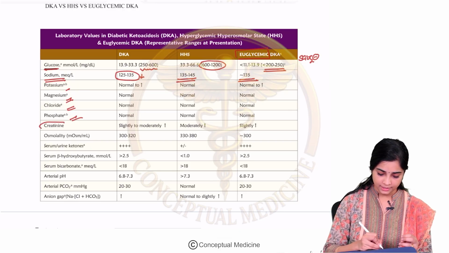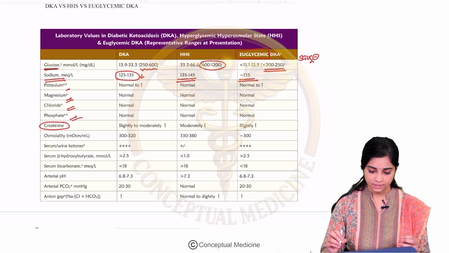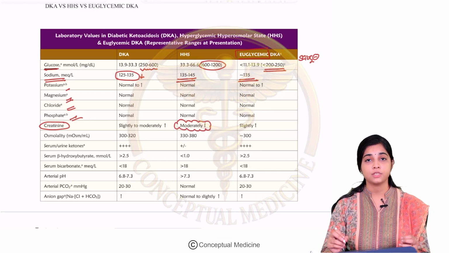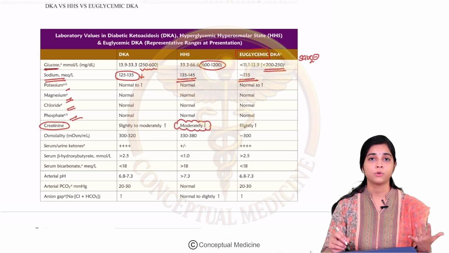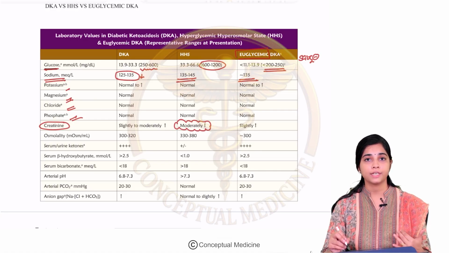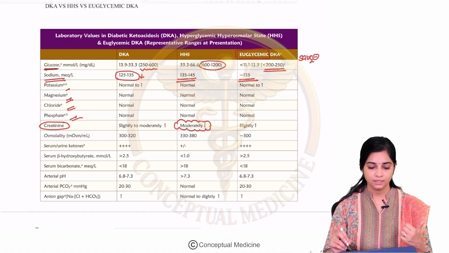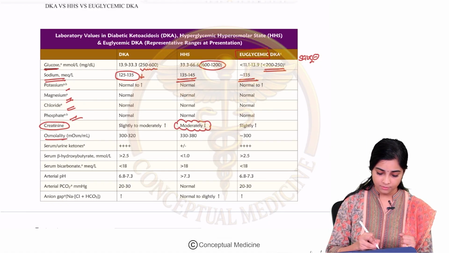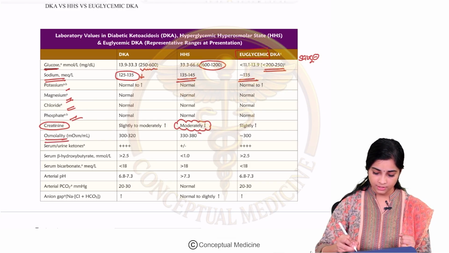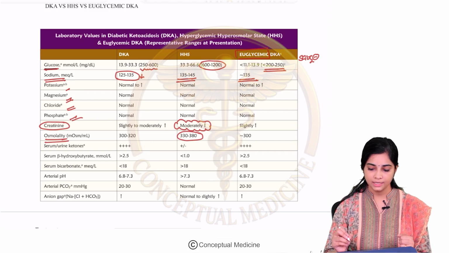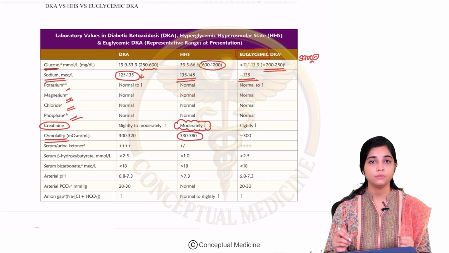What happens to the creatinine? The creatinine will be moderately increased in your HHS because the degree of dehydration is more and there is hyperosmolarity. You can have pre-renal AKI. So, the degree of dehydration is more in HHS and the creatinine can be slightly increased. What about the osmolarity? As the name suggests, the osmolarity is much higher in your HHS, ranging from 330 to 380. Normal is 280 to 290.